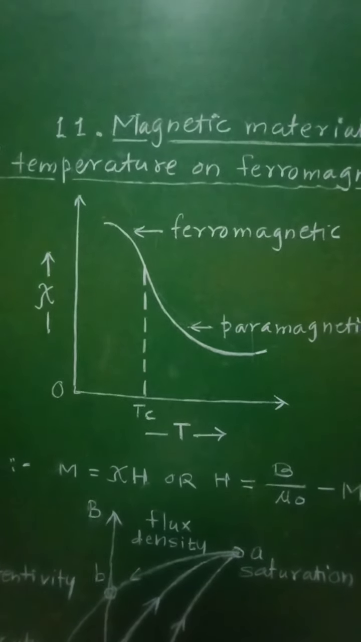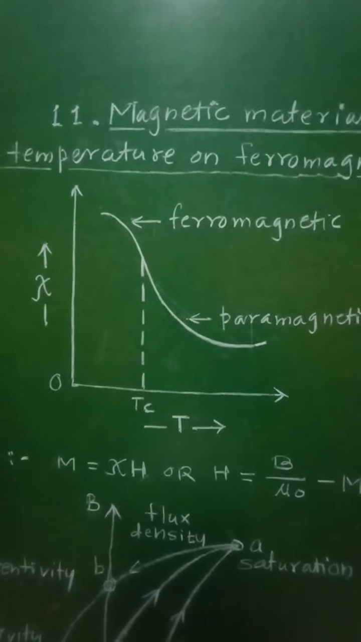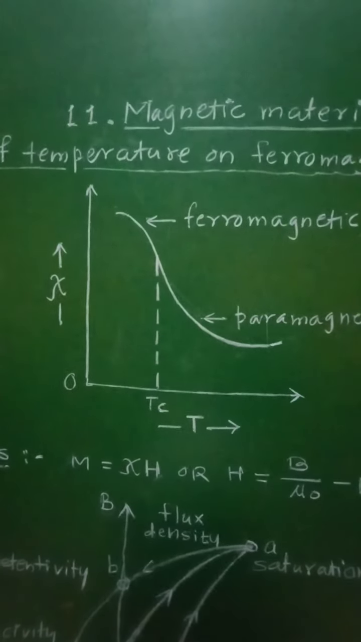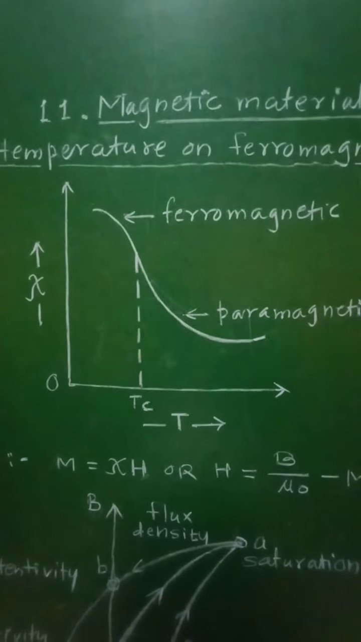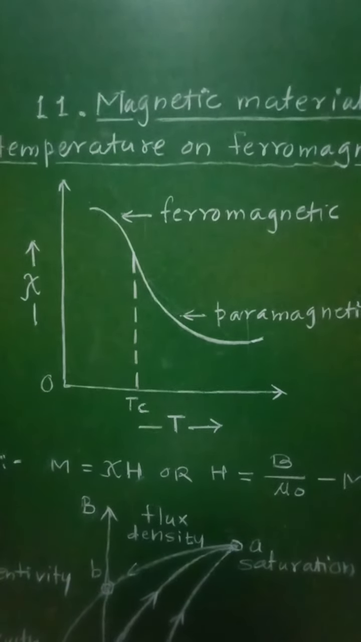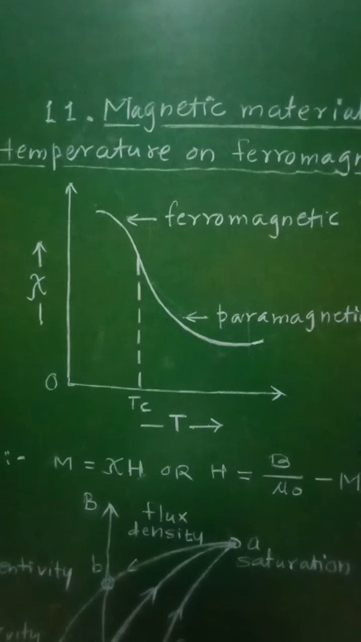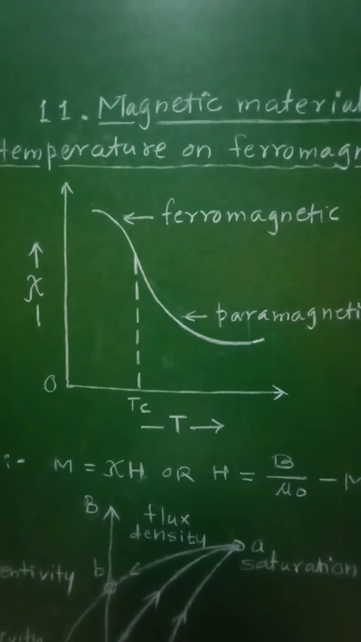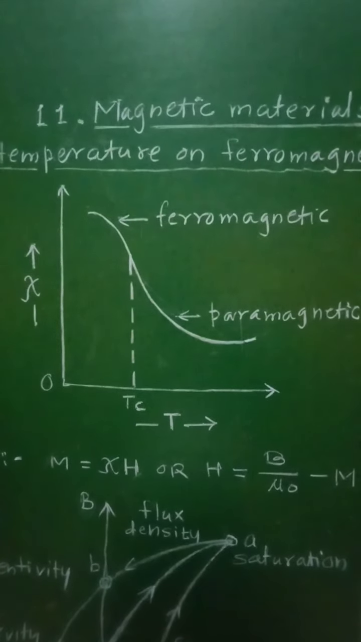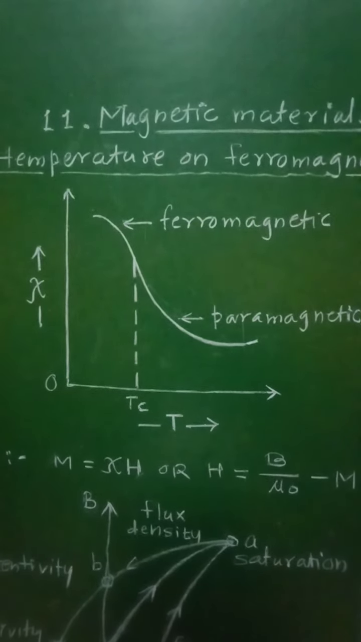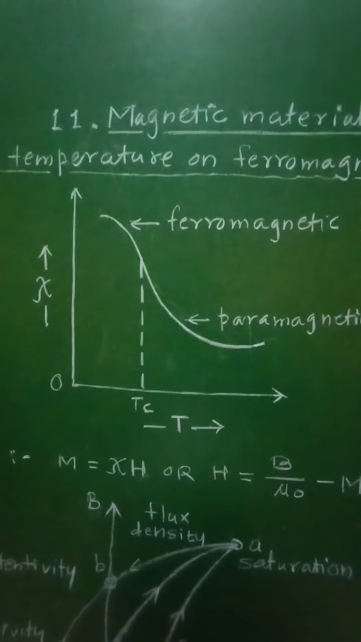The temperature at which a ferromagnetic material is converted into paramagnetic material is called the Curie temperature, Tc, for that material.